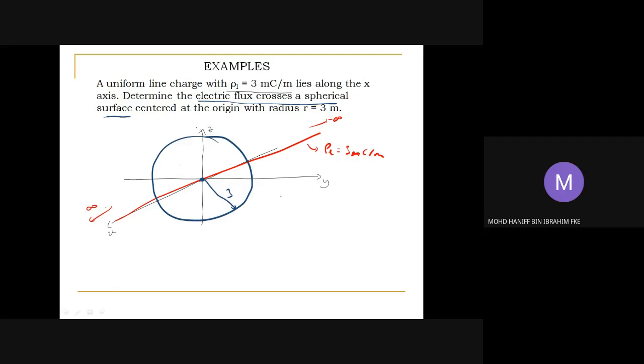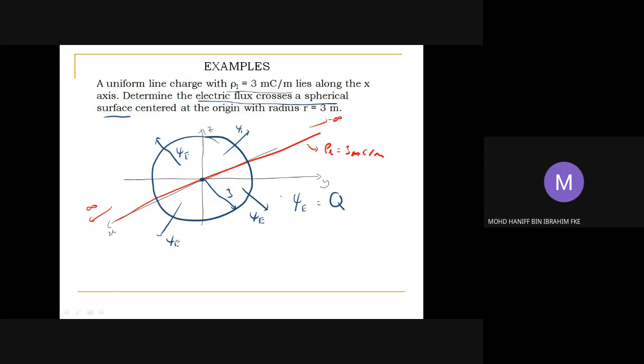As what we have learned previously, the flux will be determined by the charge, and the flux amount shall be equal to the charge. Am I right? The flux amount must be equal to the charge. This is what we have learned in previous slides. So in this particular case, we want to find the amount of flux passing through this particular sphere.